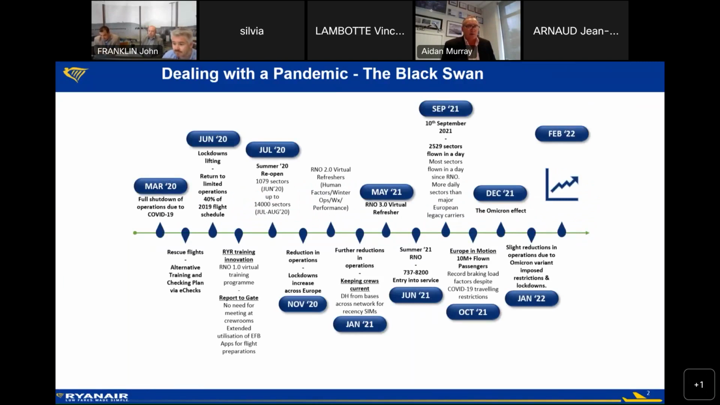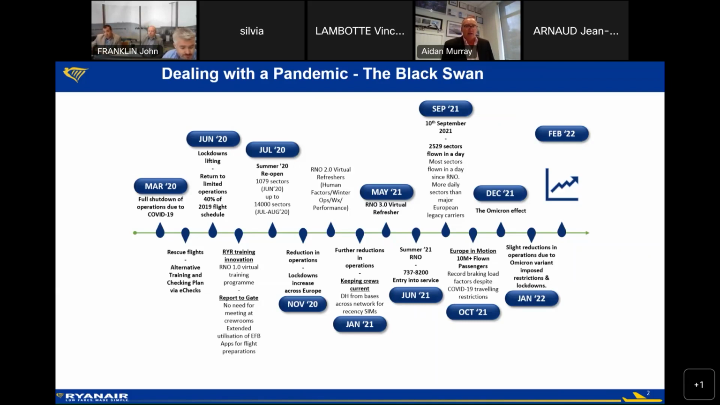For the next few months, we were fleet on the ground. We were dealing with how to keep our crews current, etc. And then we started back operations in June, and we felt at that stage that was it. We were returning to normal operations right through the summer of June 2020 into the autumn.